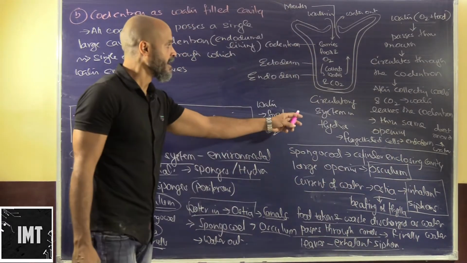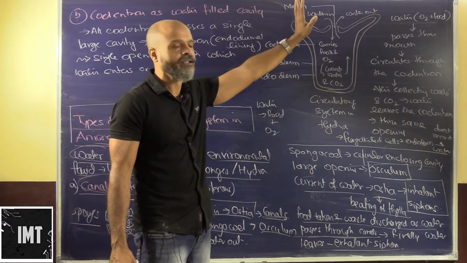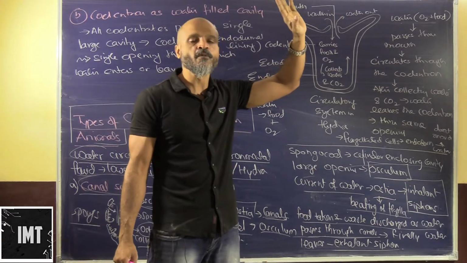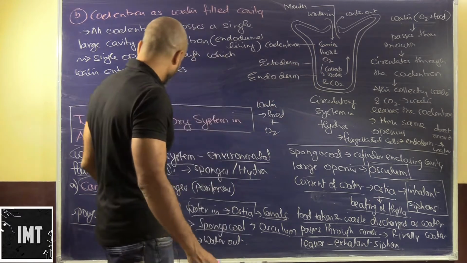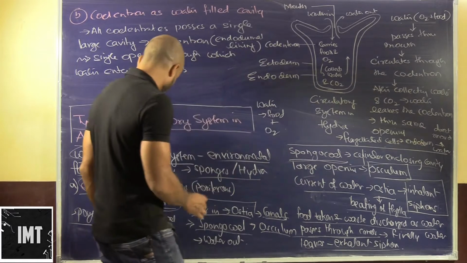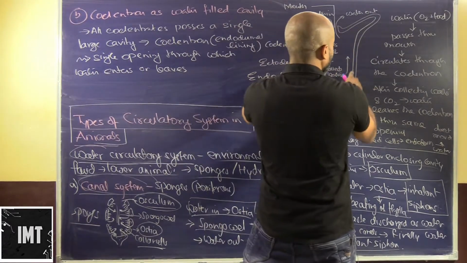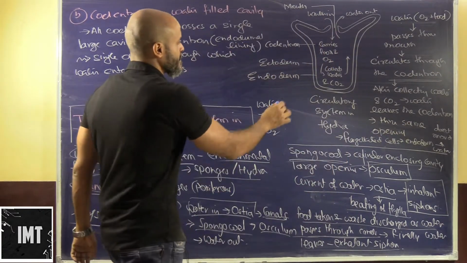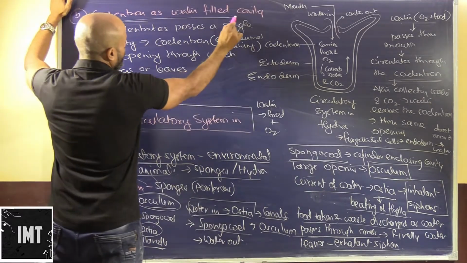Whereas in Hydra, there is just one opening for the water to come in, and the same opening for the water to leave out. And here we have the spongiocele as the cavity in which the entire thing takes place. Here we have this coelenteron. This is basically seen in coelenterates, and this is basically the coelenteric cavity. So the coelenteron is a water-filled cavity.